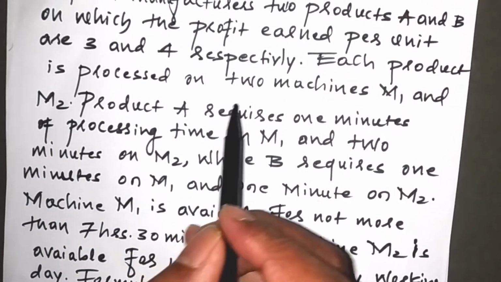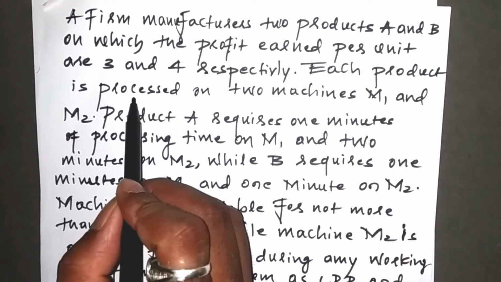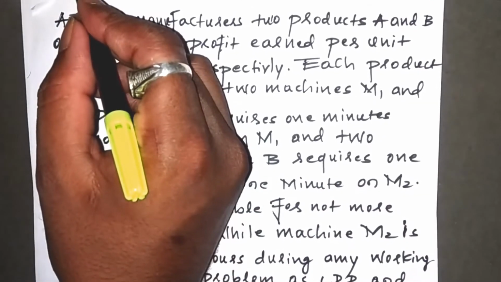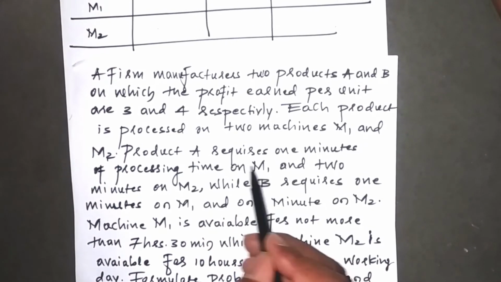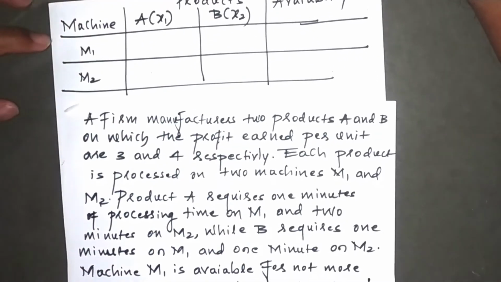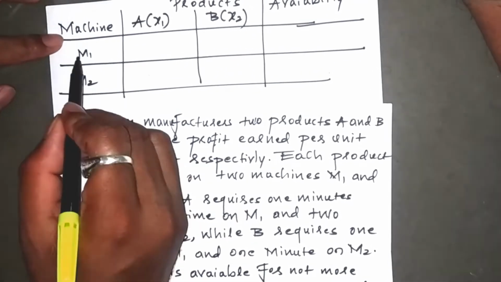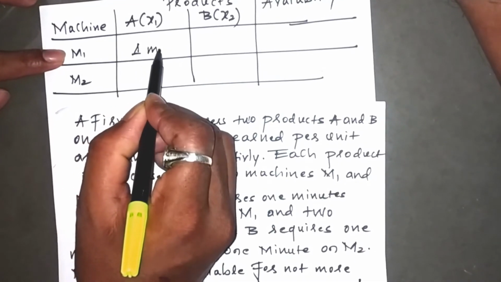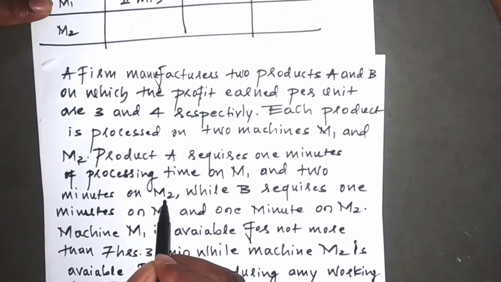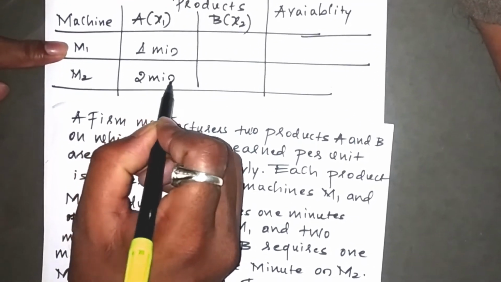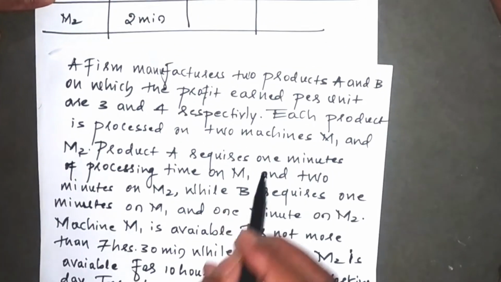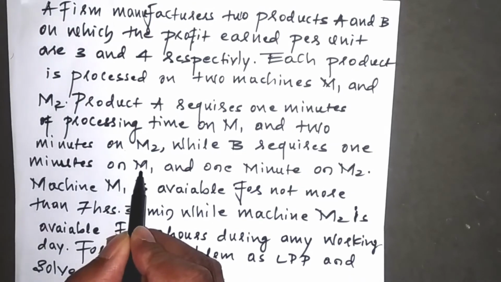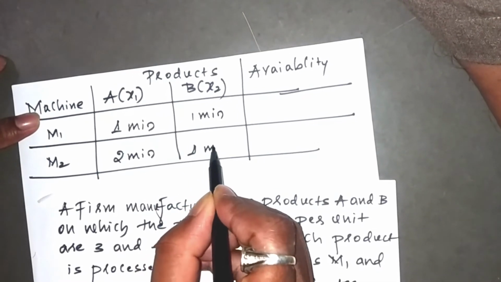Now what they provided in the constraints is that each product is processed on two machines, M1 and M2, which I have taken here. Product A requires 1 minute of processing time on M1. Product A is this one, and machine M1 is here, and that requires 1 minute, and 2 minutes on machine M2. So 1 minute on machine M1 and 2 minutes on machine M2 is with respect to product A. Now we'll read again. Product B requires 1 minute on machine M1 and 1 minute on machine M2. That is, both require 1 minute and 1 minute.